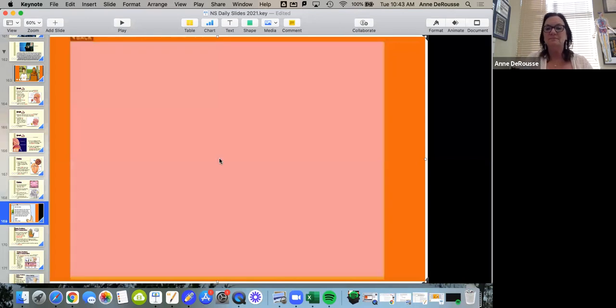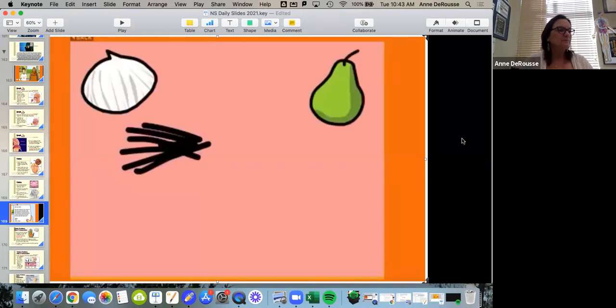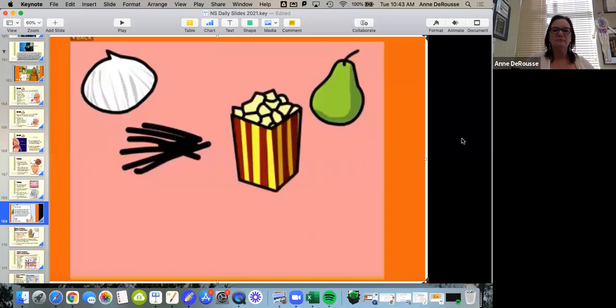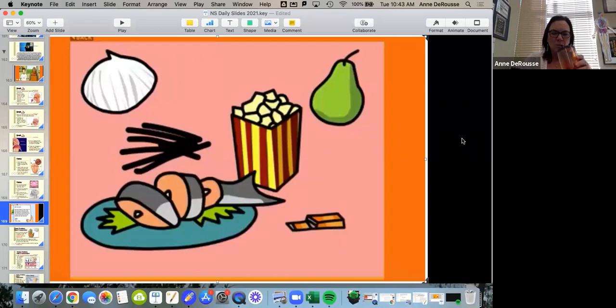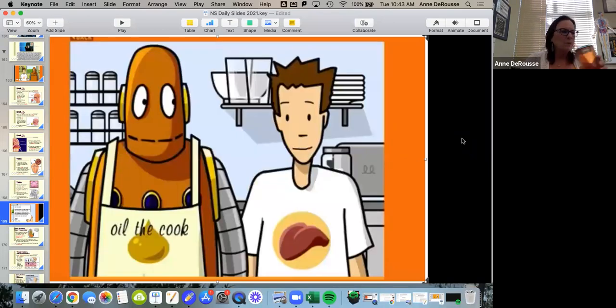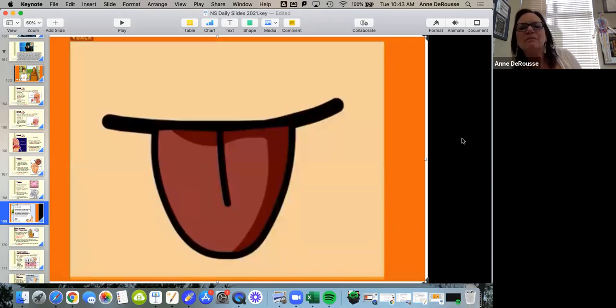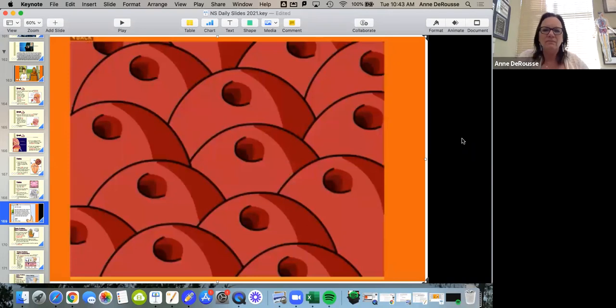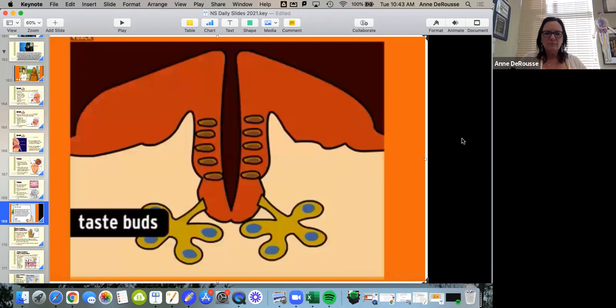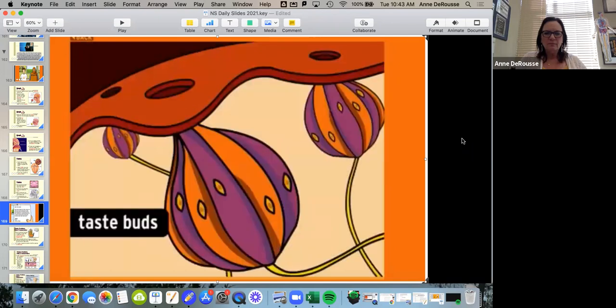Well, onions do taste different from pears. Black licorice tastes different from popcorn. And salmon tastes different from most types of gum. Want to know why? Look at my tongue. Look at it. Blech. My tongue, and yours too, is covered with little bumps called papillae. You can see them when you look in the mirror. These bumps hold your taste buds. Your taste buds help you taste things.